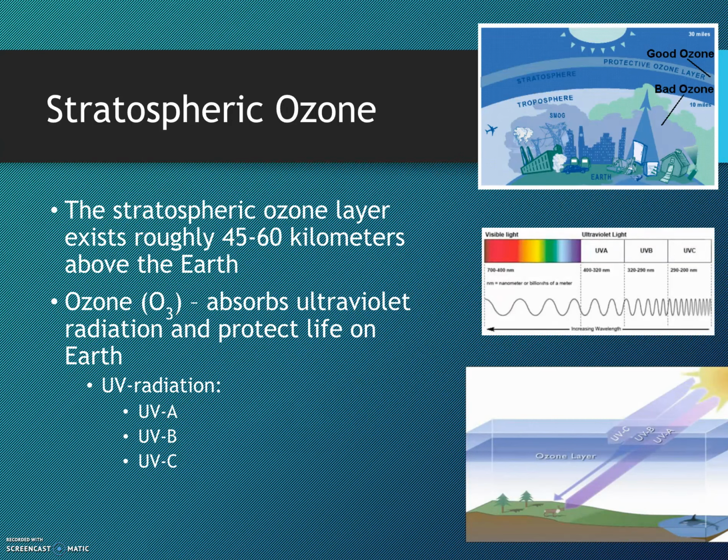UVA passes through the atmosphere, and there's not much absorption, and that's our leading cause of skin cancer. But UVB and UVC can cause damage, but 99% of that is absorbed by ozone. Stratospheric ozone is O3, which has a different, critically important function than tropospheric, that ground level pollutant.